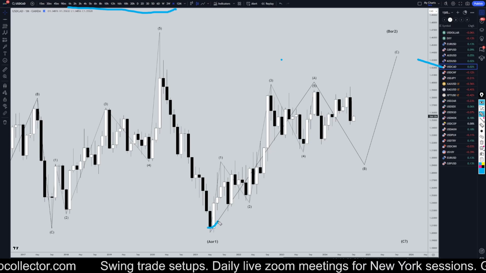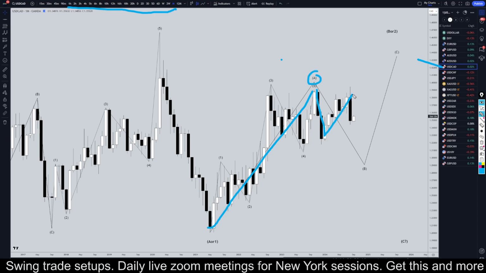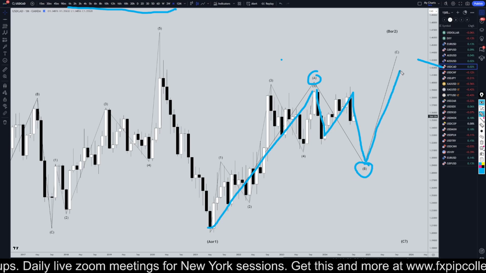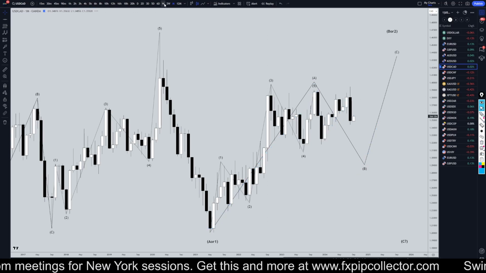So on the dollar CAD, I still think this looks like 5 waves up for wave A. I think we are likely now in an A, B, C of wave B, before we actually probably go up and make that bigger wave C. So keep that in mind as we go down to the weekly.